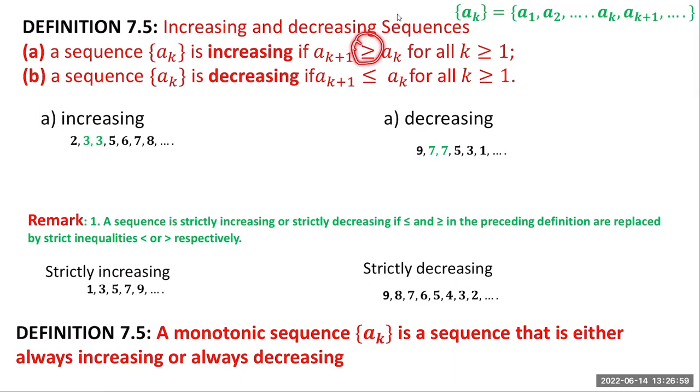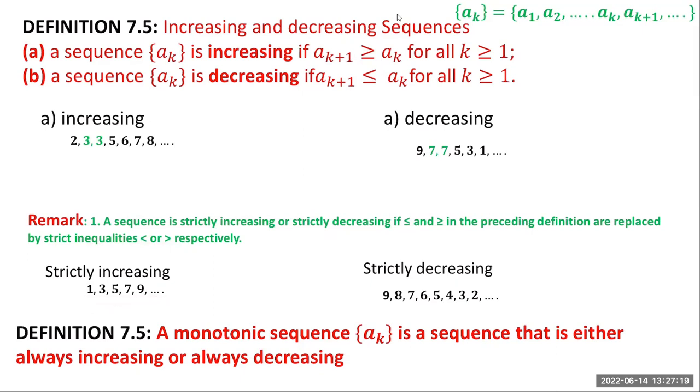This becomes a strictly greater than. If it is a strictly increasing sequence, this should be strictly greater than. If it is a strictly decreasing sequence, this should be strictly less than. Here are two examples for each of those sequences. This is an example for a strictly increasing sequence.